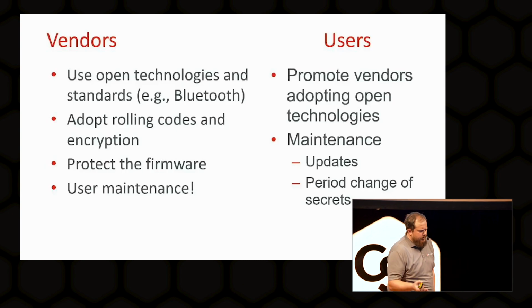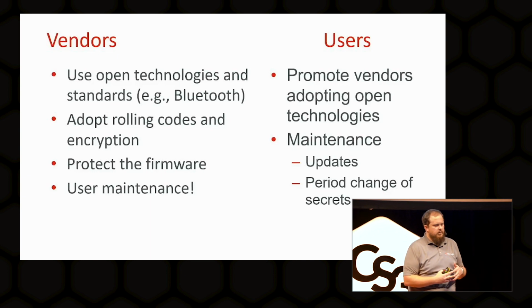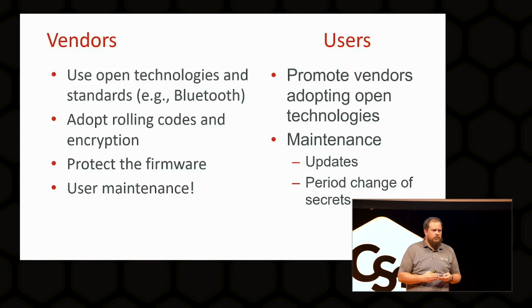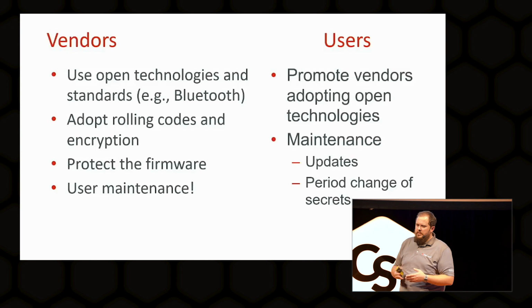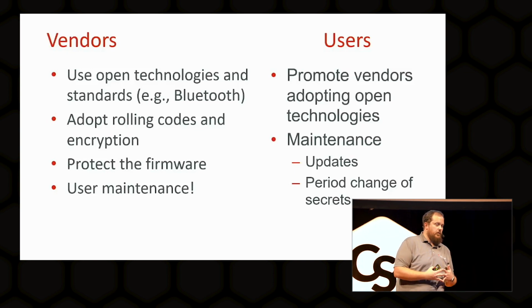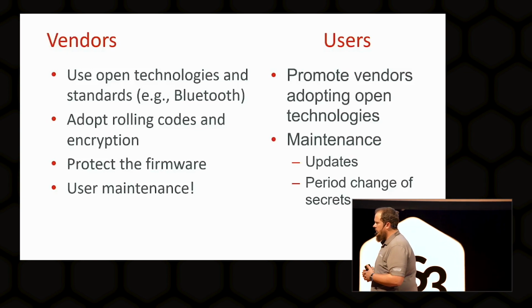So one of the things we want to do more of is use open technologies. We think vendors should do this, such as Bluetooth or any of the other open standards. Stop using proprietary protocols; every one that we tested had a different protocol. Most of the sub-gigahertz radios have little to no security in them, so we need to move away from those radios.